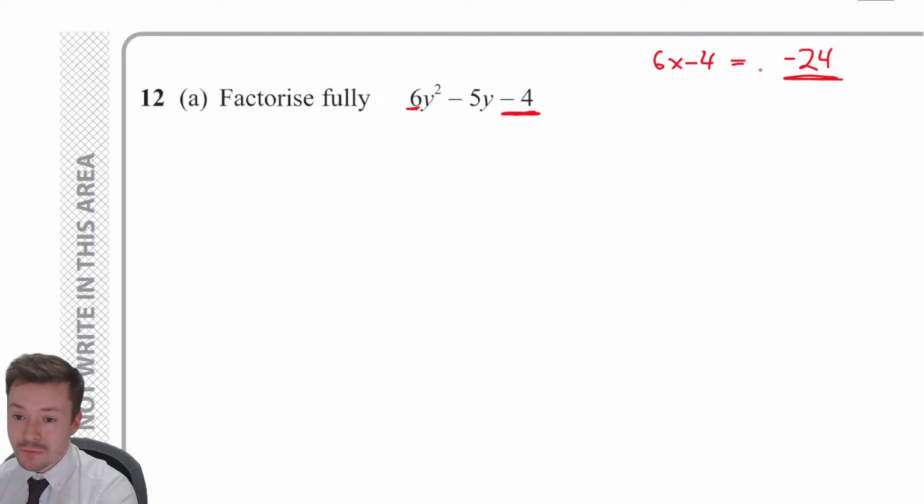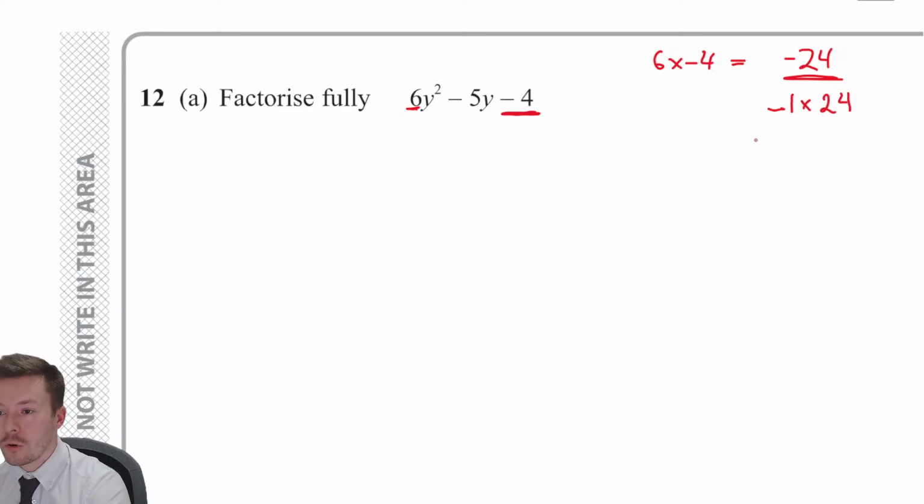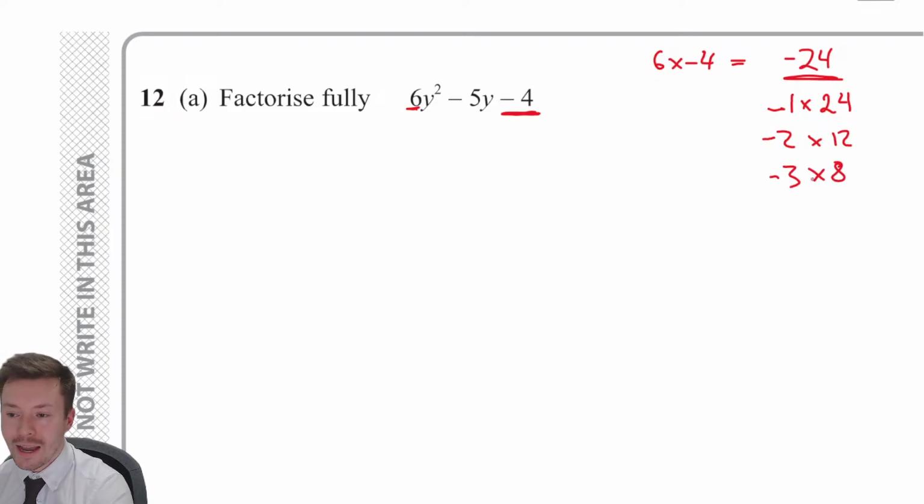Right. So factor pairs of negative 24 that add to minus 5. I can't think of them off the top of my head, so let's just start writing them down. Negative 1 times 24. Negative 2 times 12. Negative 3 times 8. Now, they add to make 5, which is close because I want minus 5. So I think the one I need is actually 3 times minus 8.